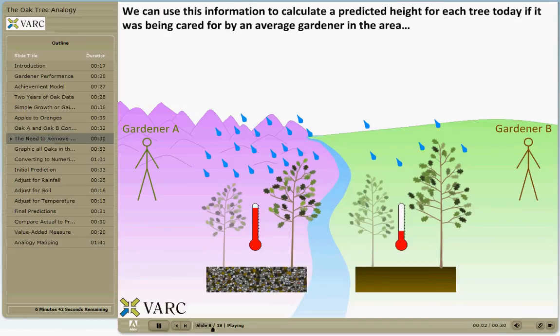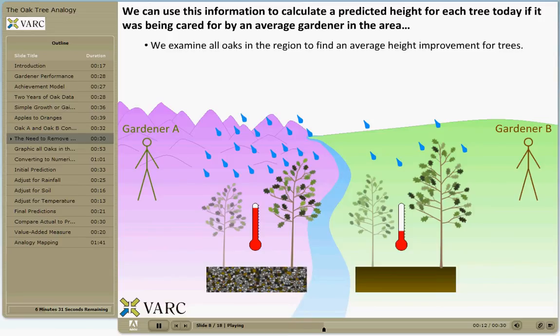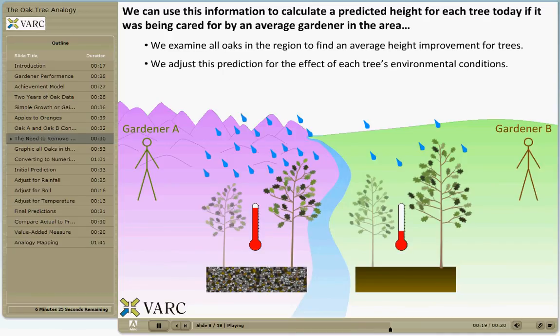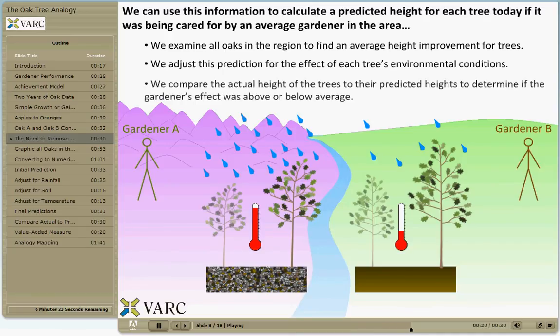We can use this information to calculate a predicted height for each tree today if it was being cared for by an average gardener in the area. We examine all oaks in the region to find an average height improvement for trees. We adjust this prediction for the effect of each tree's environmental conditions. We compare the actual height of the trees to their predicted heights to determine if the gardener's effect was above or below average.